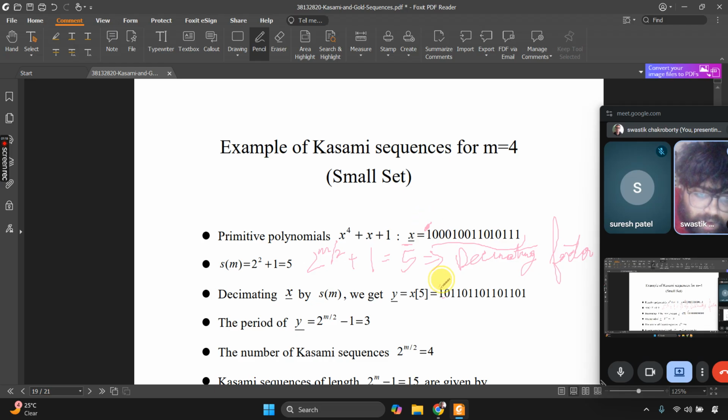We take the first one, then decimation by 5, so 1, 2, 3, 4, 5. So you take 0, you delete this 0. So you have done one decimation. Okay. Next, I think no. Wait. I think I'm doing it wrong.